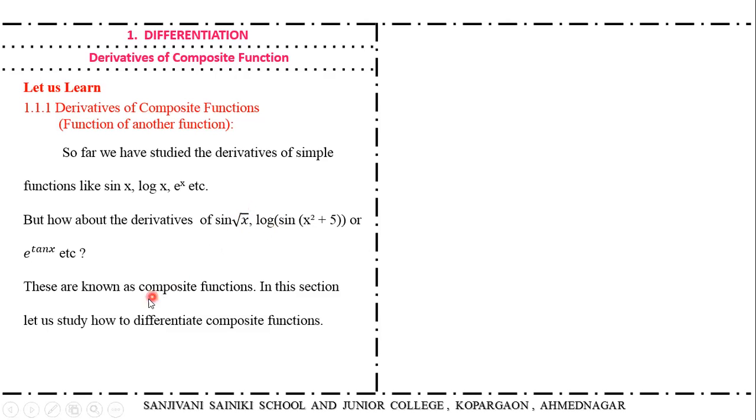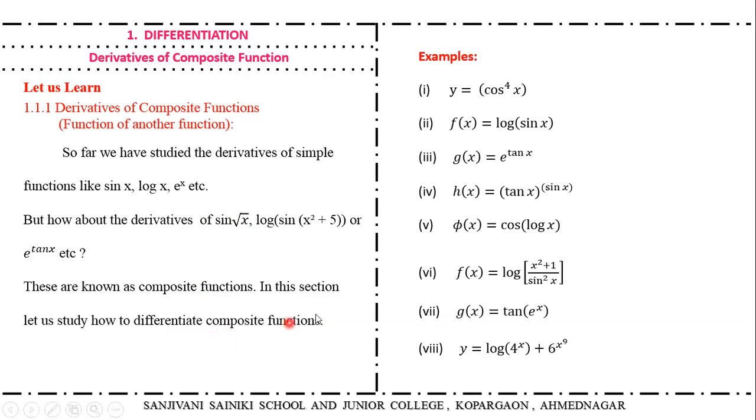So these functions are known as composite functions because they are a combination. I know the derivative of sin x, I know the derivative of cos x, but I don't know the derivative of sine root x. So it is a composite function. Let us study how to find the derivative of a composite function.